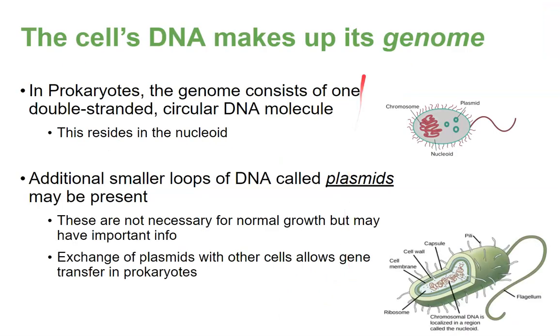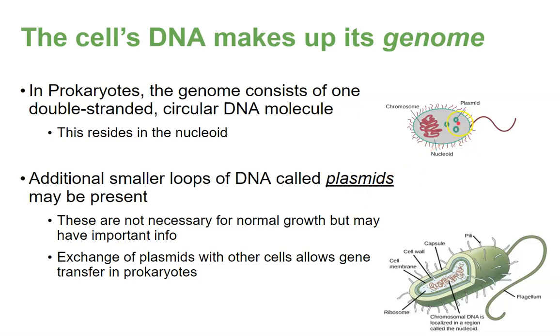Okay, the cell's DNA makes up its genome. So whichever ATCG bases are recorded in whichever order, they're going to make up traits, and those traits are the genome. And in single-celled organisms, their genome is a single chromosome. It is circular, and it's residing in the nucleoid region. This is just an area inside of the single-celled organism where you could find the DNA. Additional smaller loops of DNA are called plasmids.